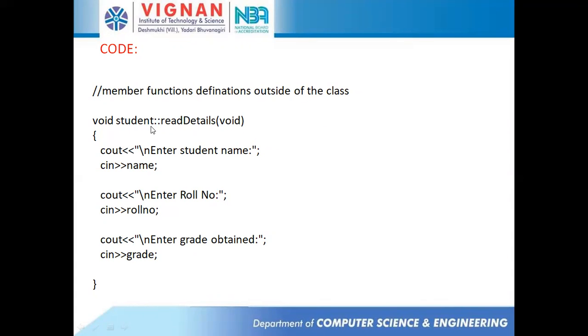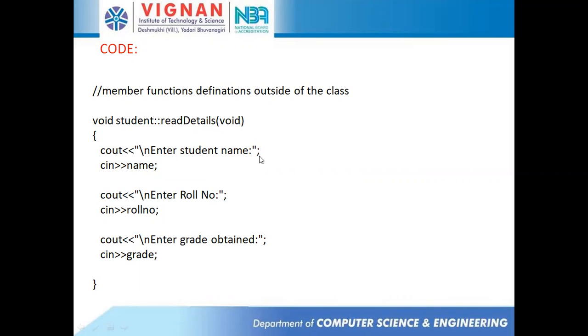This is the scope resolution operator, which represents the scope of the member function, that is, in which class it is available. Read details is the name of the function, with return type void. Every function definition will have a body. This is the body of the function. Within the body you write the statements for how it reads the data from the user, because this read details function is used to read the details of the student from the standard input device.